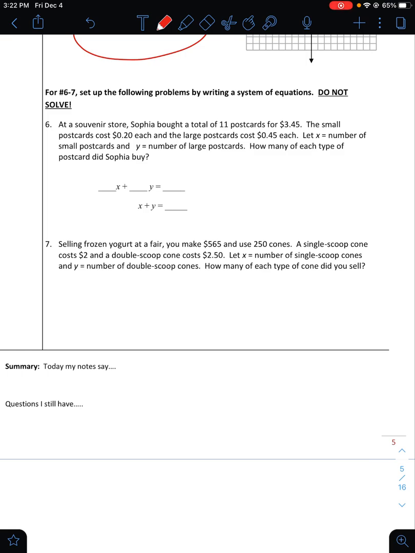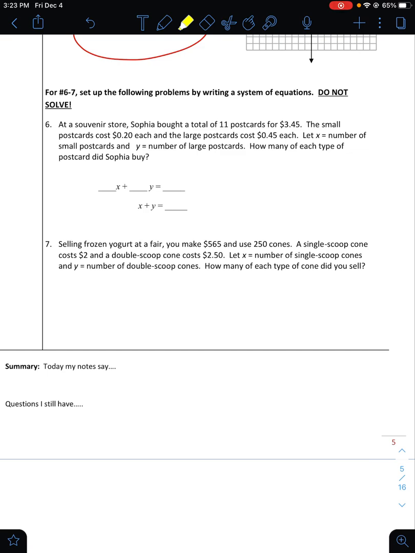All right. Number 6, at a souvenir store, Sophia bought a total of 11 postcards for $3.45. The small postcards are 20 cents each, and the large postcards are 45 cents each. Let X be the number of small, Y is the number of large, and how many of each did she buy? All right, so I'm going to do some highlighting here on this first one.